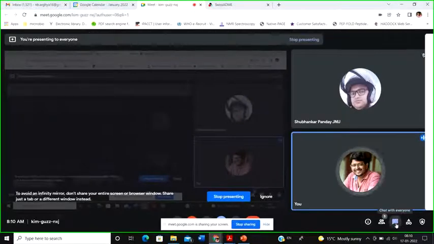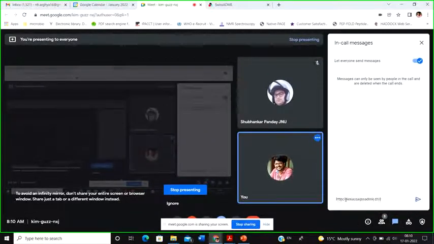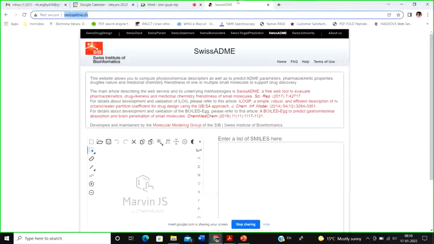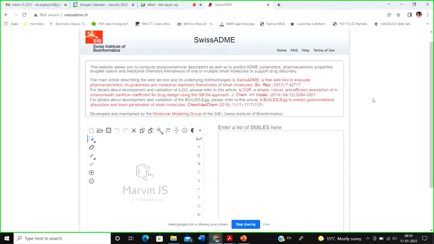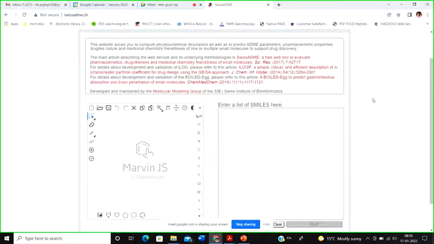I'm sending you the link. Simply click on that particular link, and this is going to open. So this is one of the bioinformatic tools that actually allows you to design and develop and check whether a particular molecule has all the above mentioned criteria or not. All the pharmacokinetic criteria, the ADME parameters, the drug-like nature, and all the other.